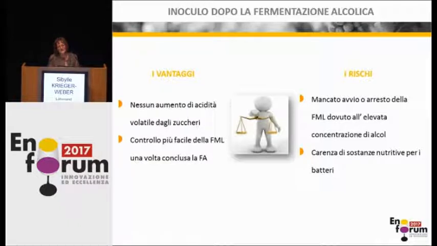If you inoculate after the alcoholic fermentation, certainly the advantage is that you don't have any risk that the bacteria consume sugar, because there are no more sugars, and no risk to get an increase in volatile acidity. And certainly some winemakers consider it's easier to control first one fermentation and then the other one. The risks associated with the later inoculation is that you can run into difficult malolactic fermentation, a stuck malolactic fermentation, because of the high levels of alcohol present at this stage. And certainly we have a deficiency of nutrients for the bacteria.